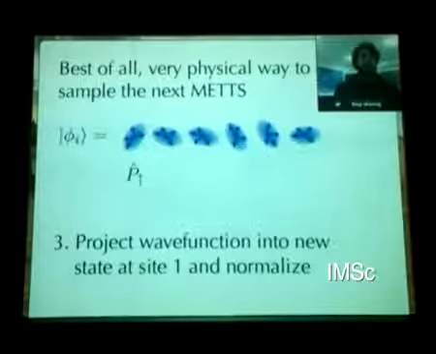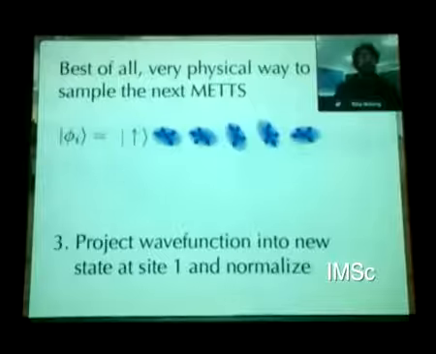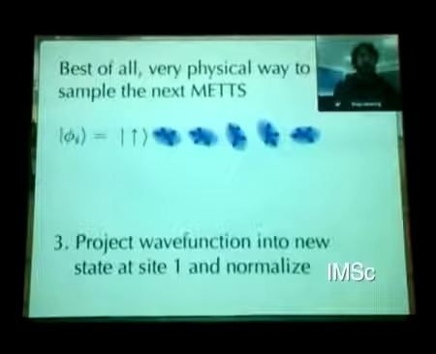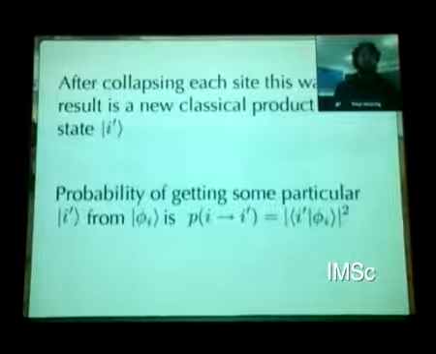And so now the final slide of this is showing that you now have the system factorized: up state on site one, and now it's disentangled from the rest of the wave function as a result. And you have to normalize this state before proceeding. But once you normalize it, you see that the rest of the chain is disentangled from the first site, so you can just iteratively repeat this procedure.